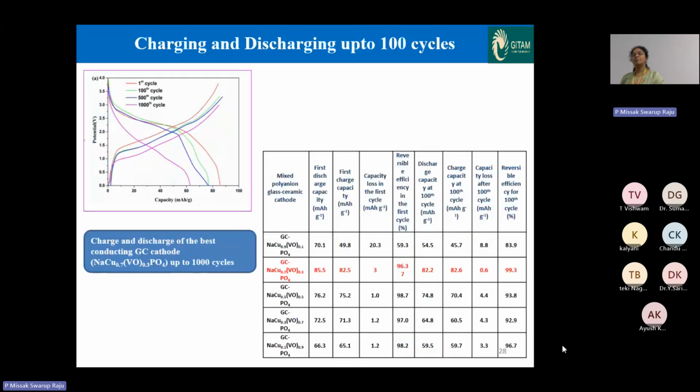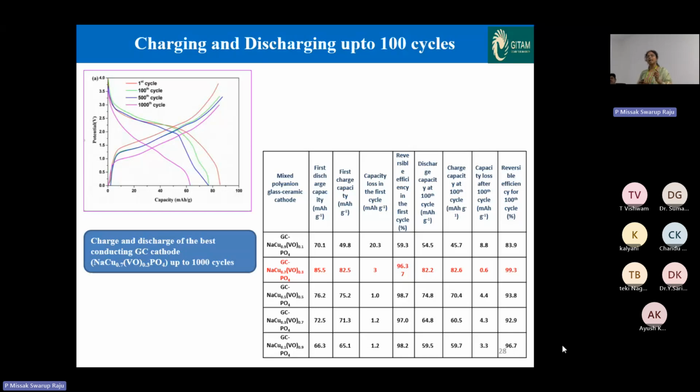Here, in this table, I calculated the capacity loss in the first cycle and the capacity loss at 100 cycles. Finally, using the capacity loss values, I calculated the reversible efficiency in the first cycle and in 100 cycles. You can observe that out of all 5 samples, the x equal to 0.3 sample has the 99.3 efficiency at 100 cycles.